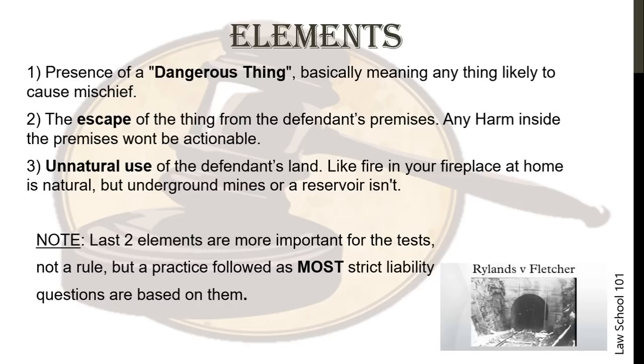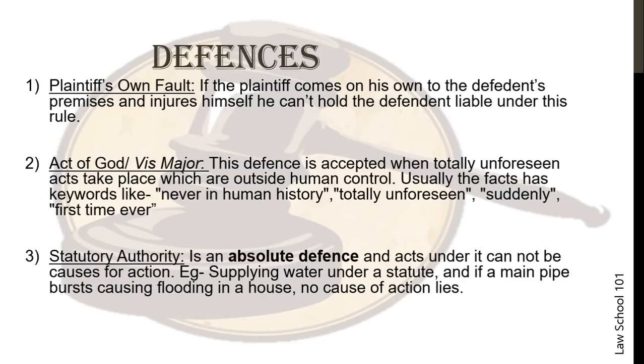Moving on, these are the defenses that are available to anyone against a strict liability rule. There are certain exceptions to the rule which can be used as defenses. The tricky questions are made from this part of the concept. The first one, plaintiff's own fault. It is self-explanatory and directly linked to, and in fact opposite to, the second element of the rule.